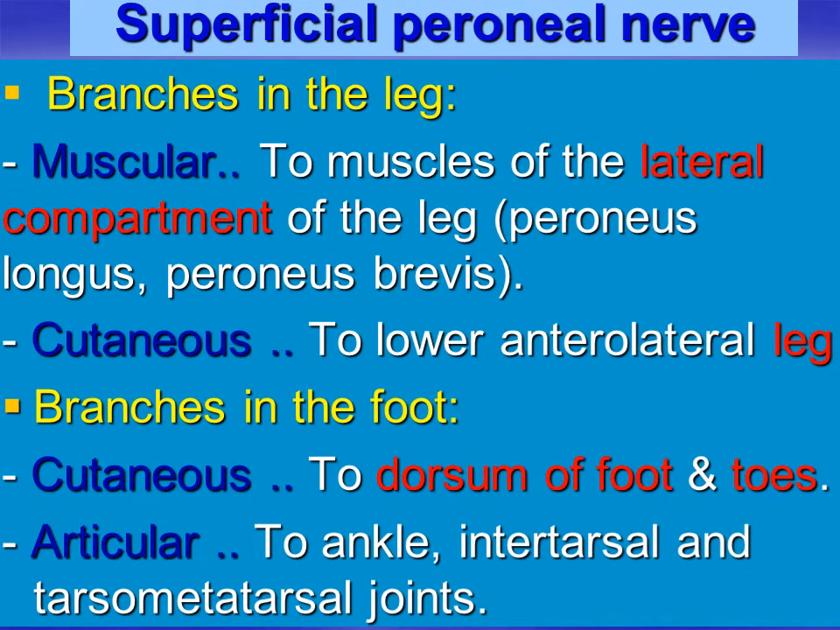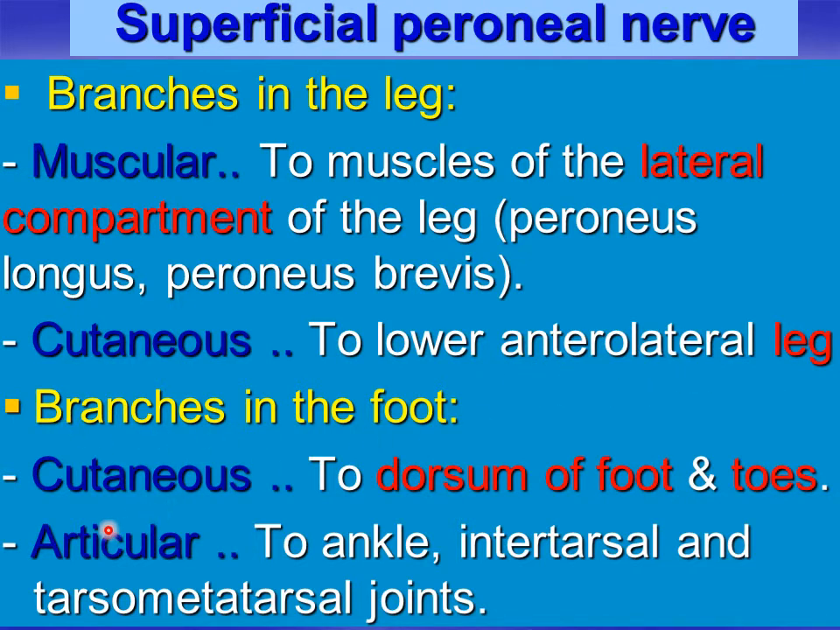Branches of the superficial peroneal nerve. In the leg, it has a muscular branch to peroneus longus and brevis, and a cutaneous branch that supplies the lower anterolateral part of the leg. After piercing the deep fascia, the nerve becomes superficial, supplying the skin of the lower anterolateral part of the leg.